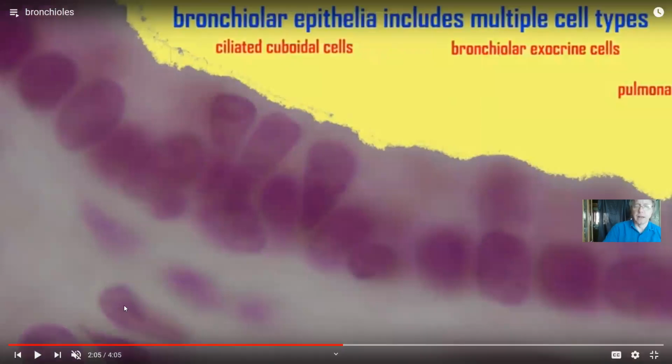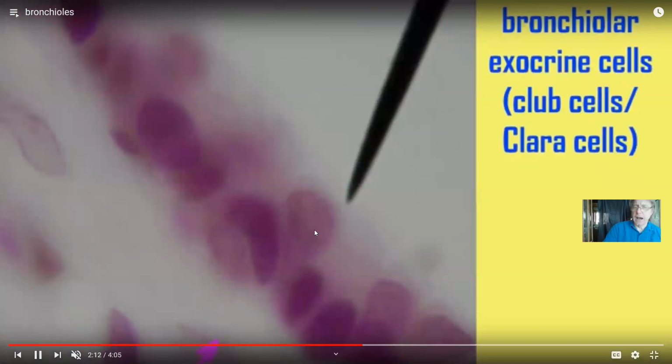Back to the bronchioles. Bronchioles have a different type of epithelia. There are exocrine cells. There are some cells which are ciliated. They're cuboidal, unlike the cells we saw earlier. There are neuroendocrine cells. And then there's a significant cell type which seems to be unique to the respiratory system, called club cells or Clara cells or bronchial or exocrine cells.